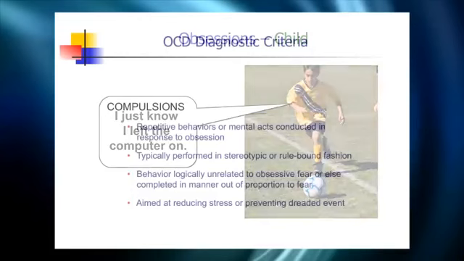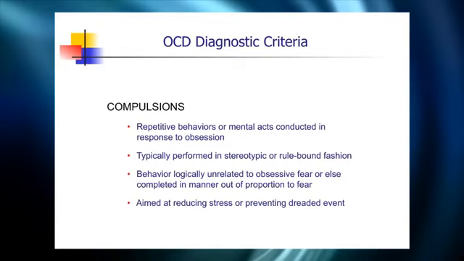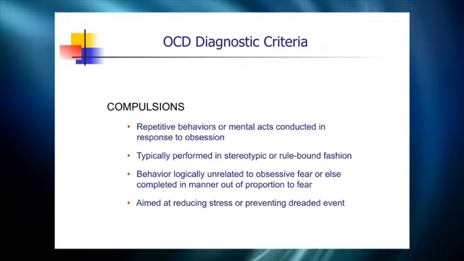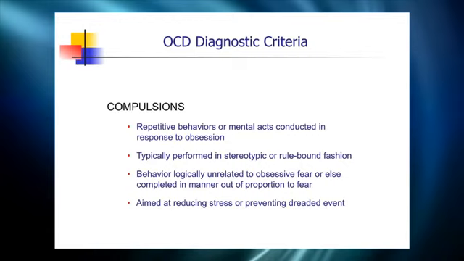In terms of compulsion, a compulsion is a repetitive behavior. It can be either an overt physical act or a mental act, such as counting or praying or rearranging things in your mind. It typically is conducted in response to the obsession, and the goal is to relieve the distress or anxiety triggered by this obsessive thought. Compulsions are typically performed in a stereotypic or rule-bound fashion.